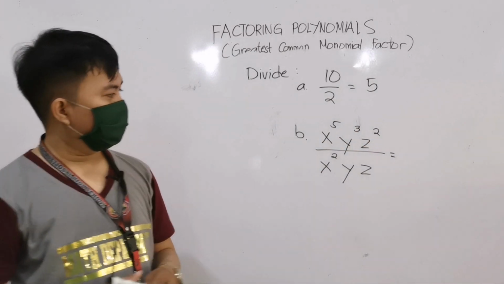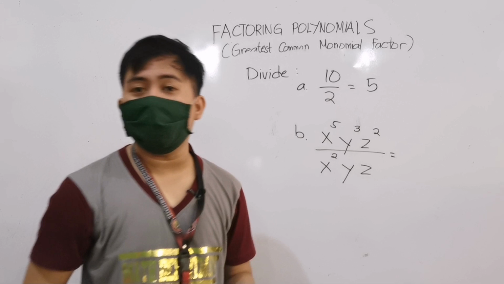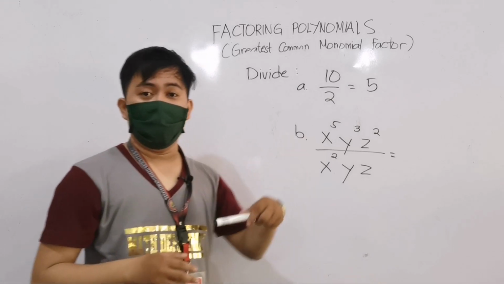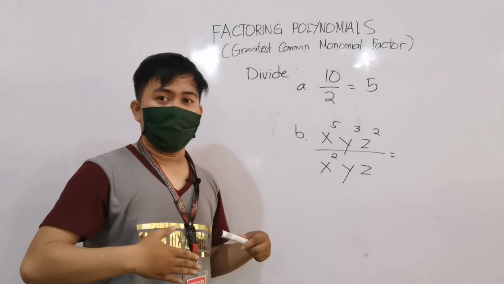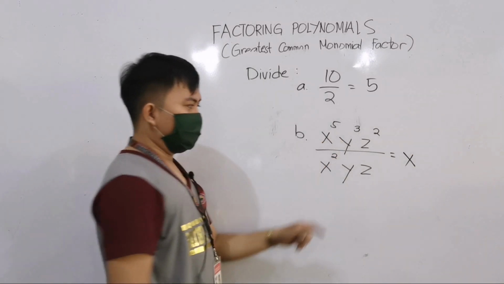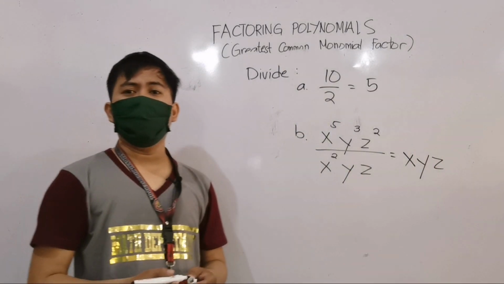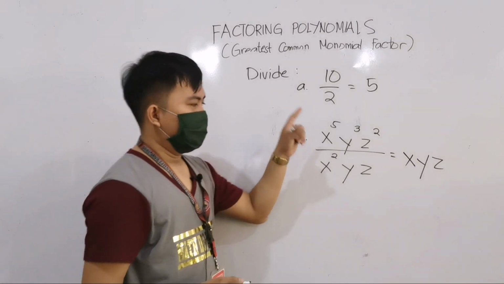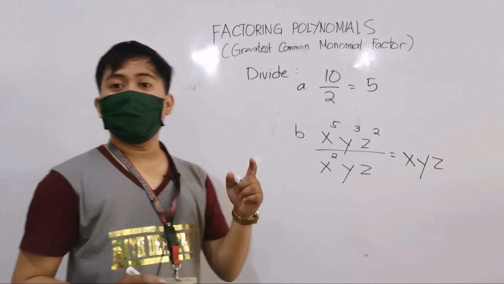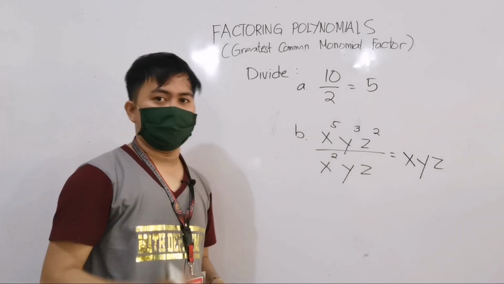For the second example, we have these two polynomials. And recalling back your lesson from grade 7 on how to divide polynomials, titingnan po natin kung ano yung mga common sa numerator and denominator. Common si x dahil nasa baba at taas siya. Common rin si y. At common si z. Pero ang tanong, ano-ano yung mga exponent nila? Anong gagawin sa exponent? Law of dividing polynomials, subtract the exponent from the numerator to the denominator.